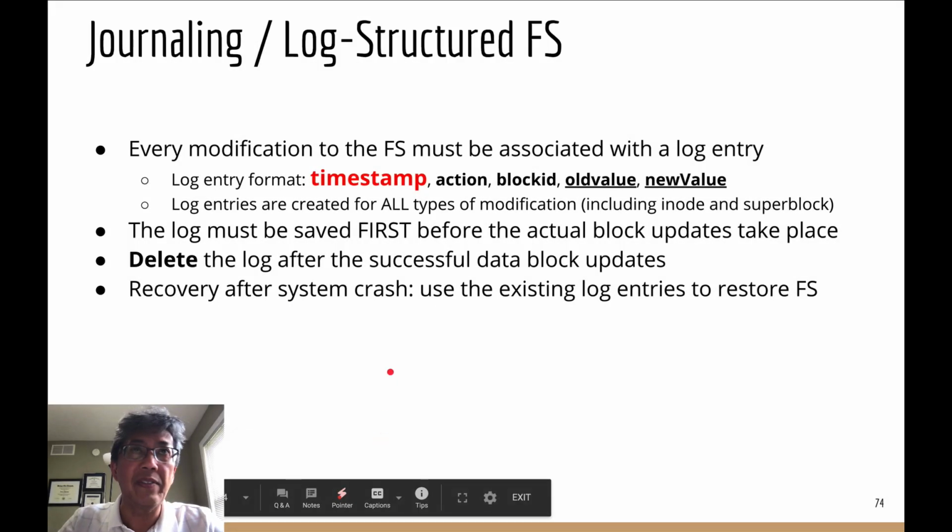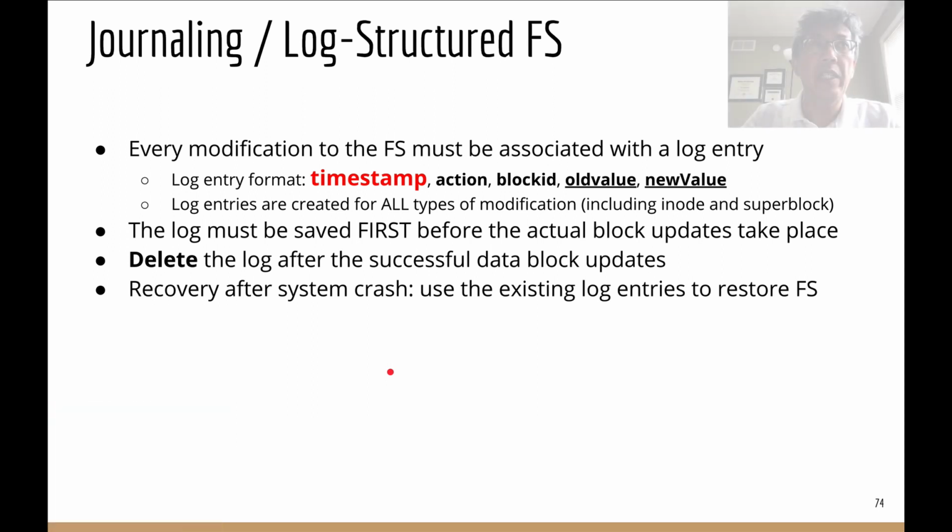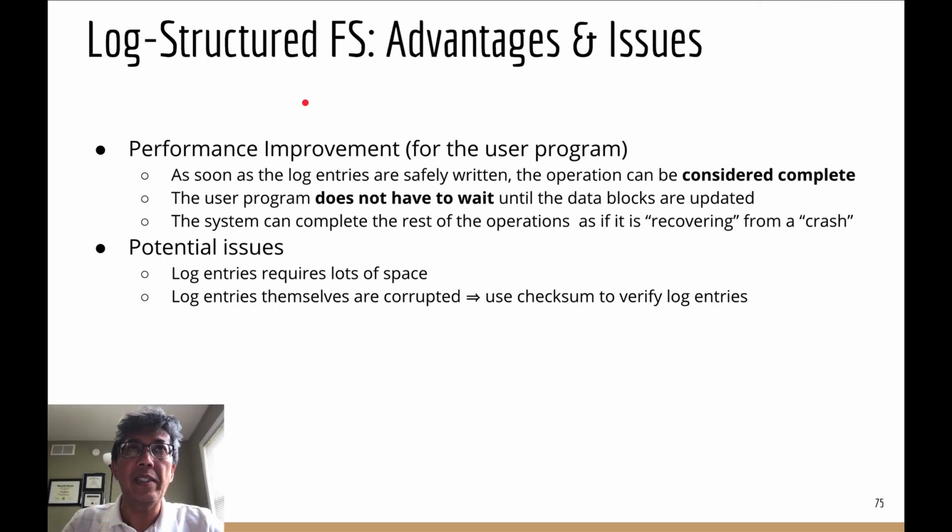By borrowing ideas from database transactions, we can create a file system enhanced with journals. Before your file system makes any changes to its data block, superblock, or inode block, several records must first be written to the journal. The journal is just a log file. The number of records will depend on how many targets in the file system will be affected by the operation. Each journal entry will include a timestamp, the action, the block ID, the old content, and the new content.